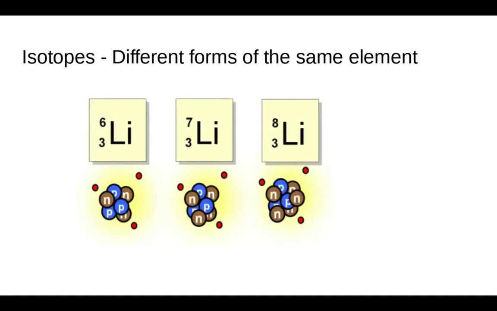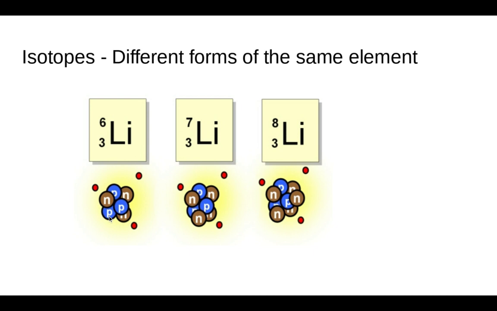So here we've got lithium, okay? And here we've got 3 forms of lithium. We've got lithium 6, lithium 7, and lithium 8. And as you can see, each one has 3 protons. And if it has 3 protons, each one has 3 electrons. And you can see that here. The 3 electrons, which are the red ones.